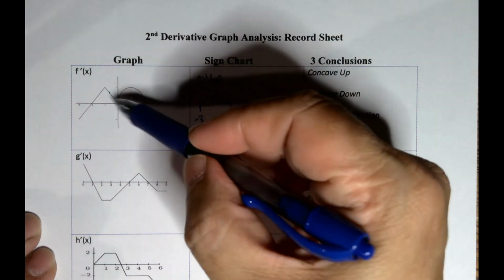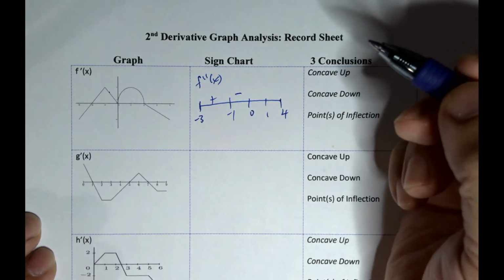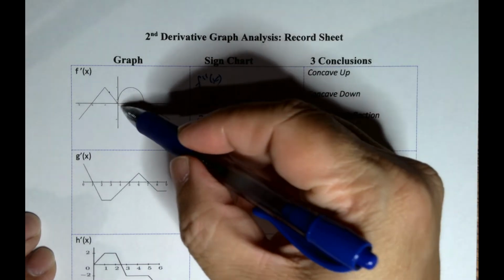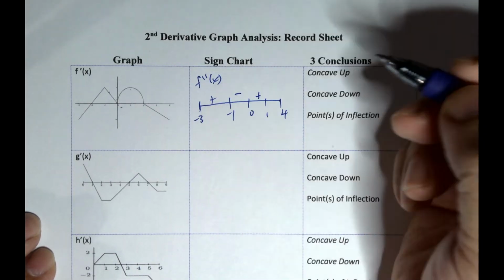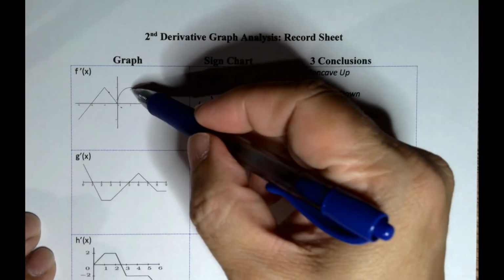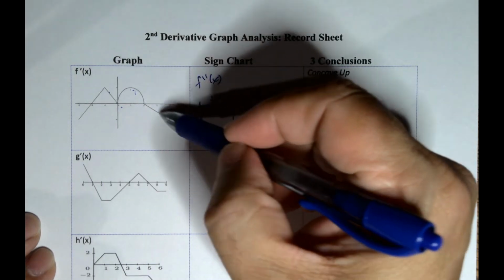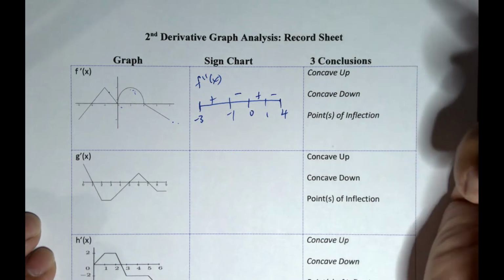Between -1 and 0, it's decreasing. So the second derivative is negative. And between 0 and 1, it's increasing. So the second derivative is positive. And then from 1 all the way up to 4, it's decreasing the whole time. So we say the second derivative is negative. So what does that mean?